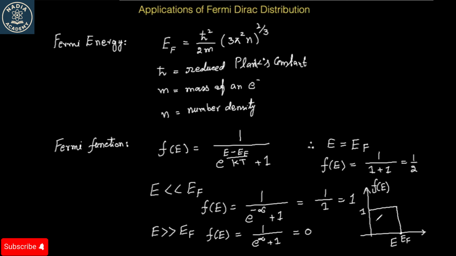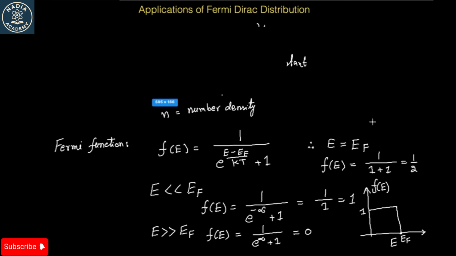Now, what we can do is calculate the total number of electrons in a system. Our objective is calculating the total number of electrons in a system. For this, we can utilize this formula: N, the total number of electrons in a system, will be equal to the integration from 0 to infinity of N(E) dE.